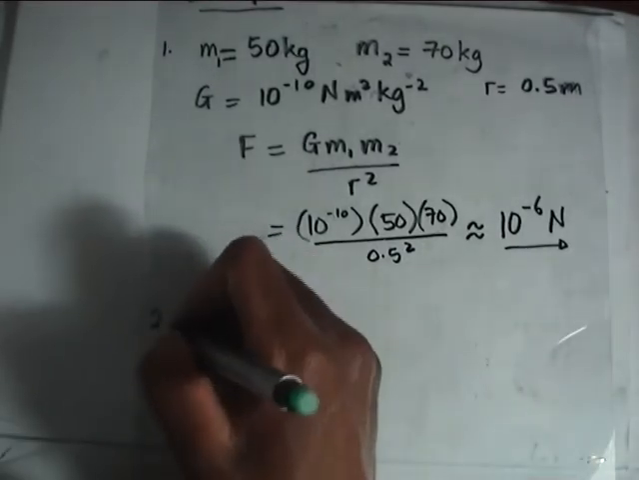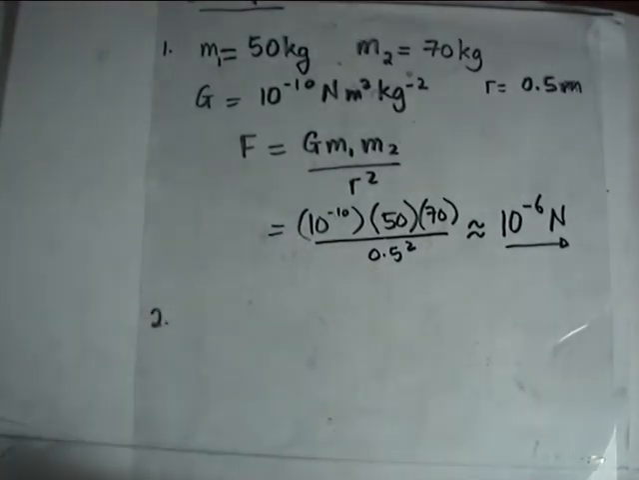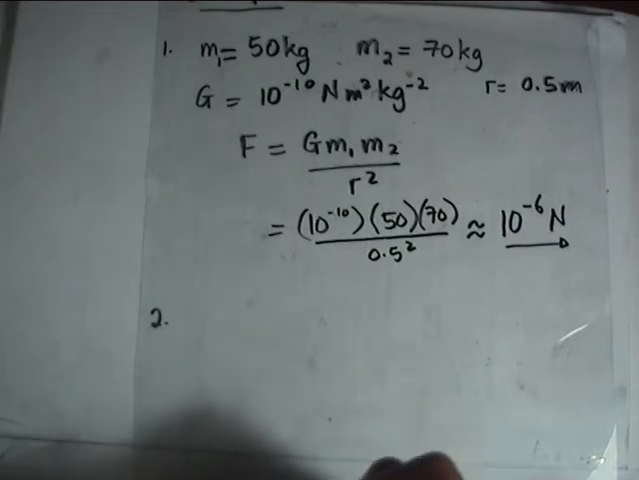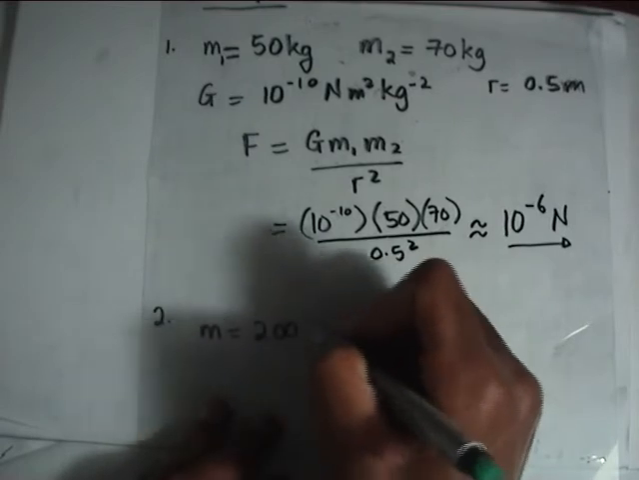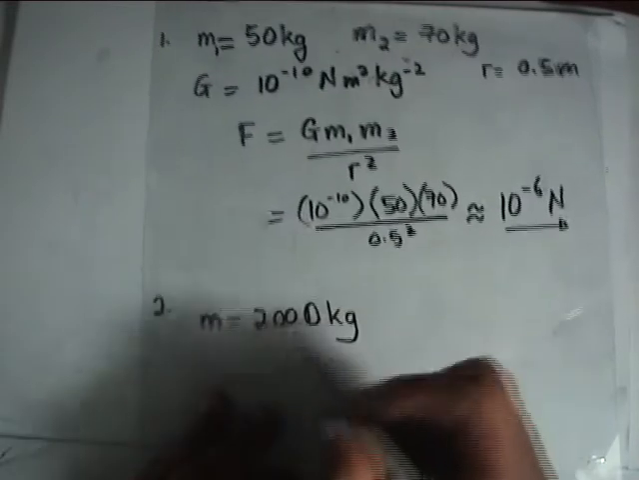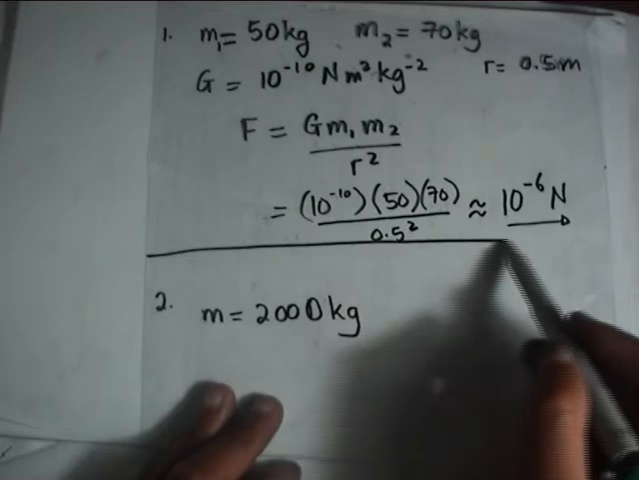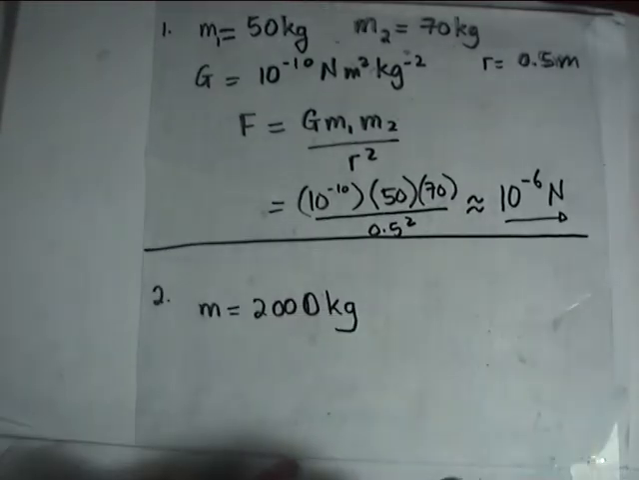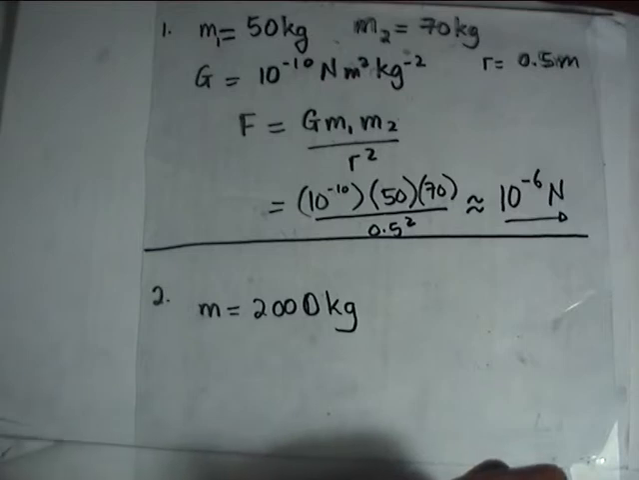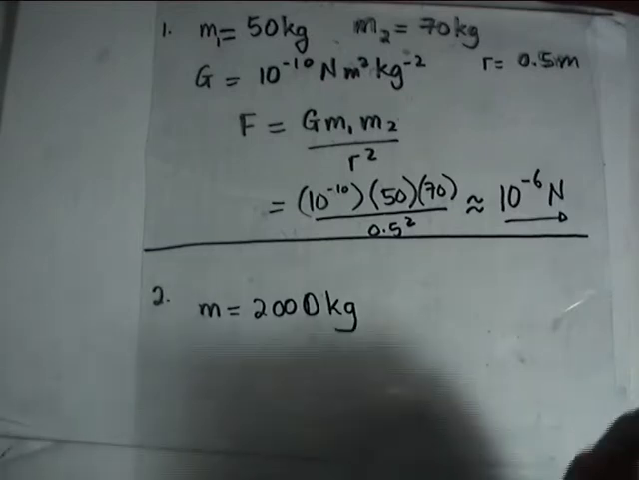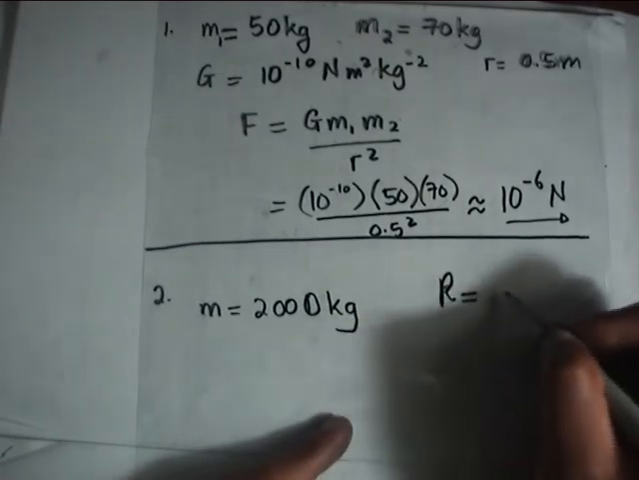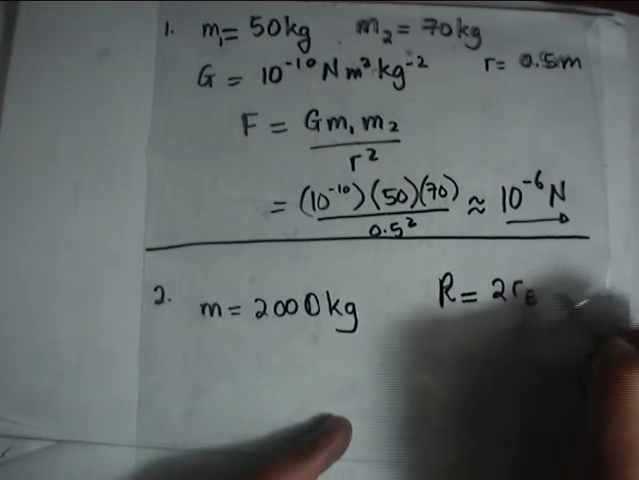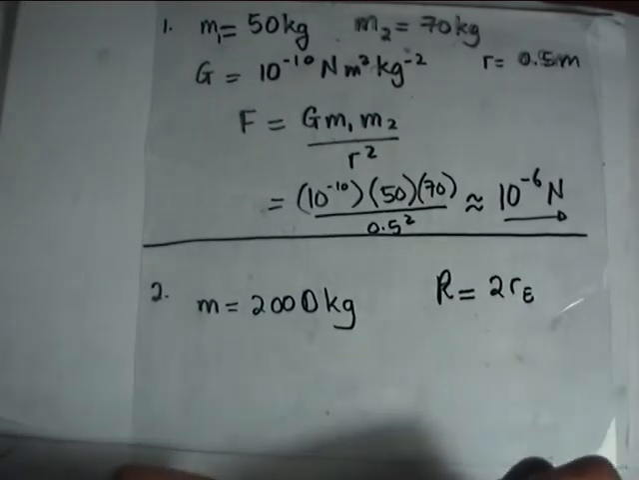Let's go to example number 2. Example number 2 is saying, what is the force of gravity on a 2000 kg satellite? M is equal to 2000 kgs. It's asking, what is the force of gravity on a 2000 kg spacecraft when it orbits 2 Earth radii from the Earth's center? So the radius of orbit, let me call it big R, is going to be 2 Earth radii. This is the radius of the Earth.